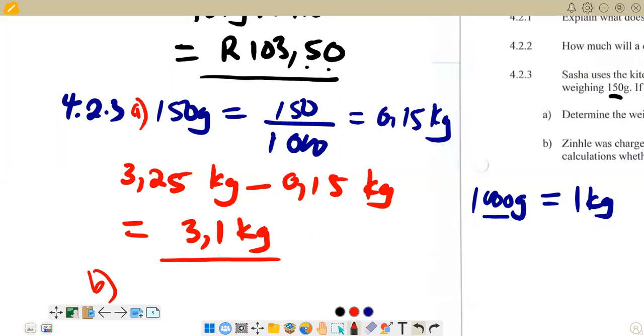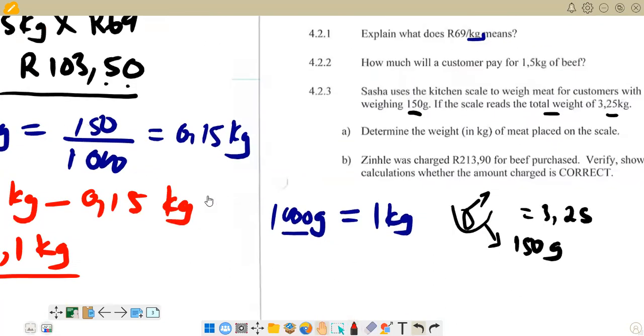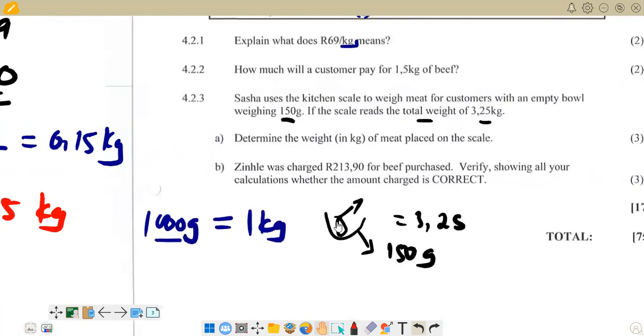Let's see what our B is saying there. The B is reading there: Zishe was charged 213.90 rands for beef purchased. Verify all your calculations whether the amount charged is correct. So this amount that we are given here, which is 213.90, we want to verify if it's worth the kgs of meat that were purchased there.